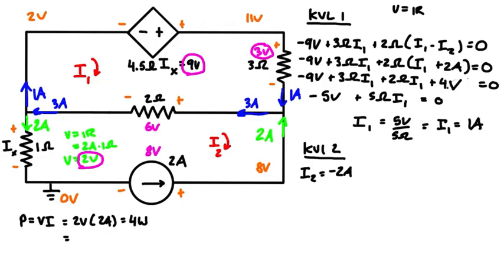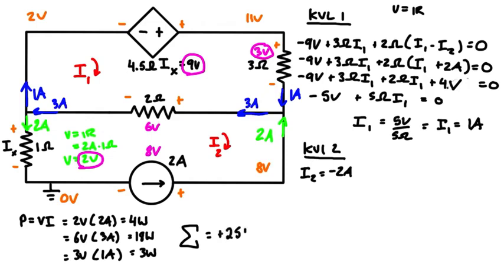We can also do P equals VI for this resistor here. So the voltage drop is 6 volts times the current of 3 amps. That gives us 18 watts of power dissipation. And then for the other resistor up here in the top right corner, we have 3 volts times 1 amp, which gives us 3 watts. And if you take the sum of all of those, we're going to see that we have a total of positive 25 watts, and that is the total power dissipation from the circuit due to the resistors.